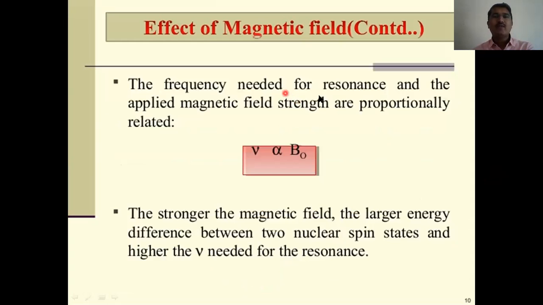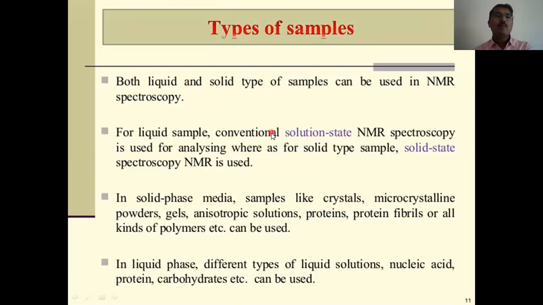The frequency needed for the resonance and the applied magnetic field strength are proportionally related, that is, ν is proportional to B0. It means if the frequency increases, the applied magnetic field also increases. The stronger the magnetic field, the larger the energy difference between two nuclear spin states and the higher the frequency needed for the resonance. Both liquid and solid types of samples can be used in NMR spectroscopy.